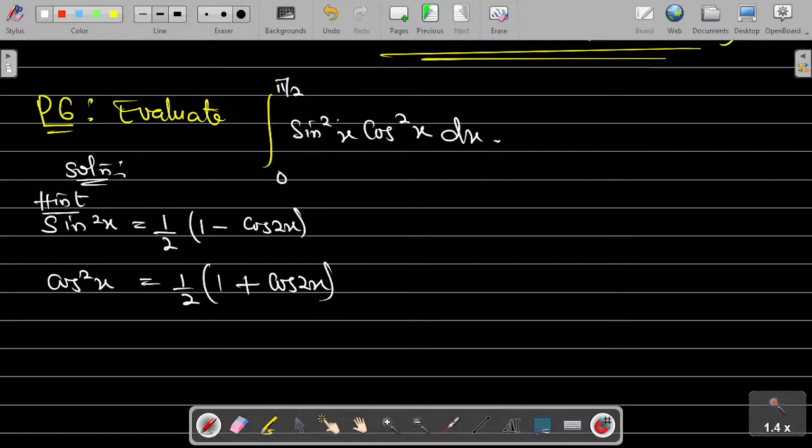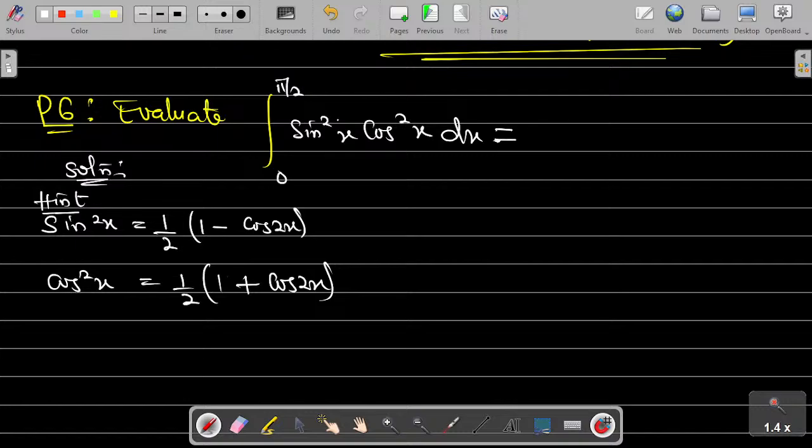Is it supposed to be cos 2x or sine 2x? Okay, so that's what the hint says. So let's try to apply it. Now, why is it necessary that we bring this in? Because when it comes to powers, integration of powers of trig functions can be very tedious. So it's always good to bring them into a form that does not have power.